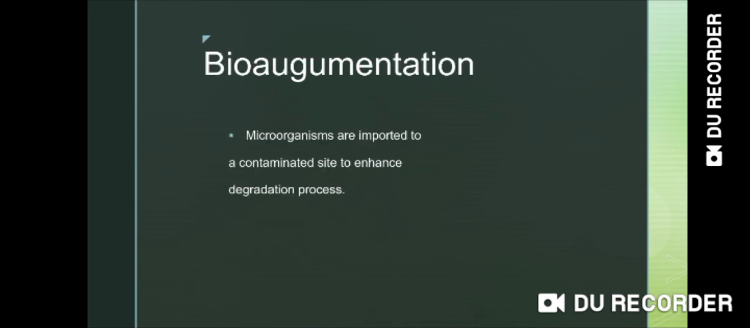Next is bioaugmentation. In the previous two slides, we studied that in bioventing, contaminated soil is degraded, and in biosparging, contaminated water is degraded. But in both cases, bacteria is already present in the contaminated area. But in bioaugmentation, it is not necessary that bacteria and fungi are already present. Microorganisms which are used to degrade the contaminated area are brought in, and the degradation process is achieved.